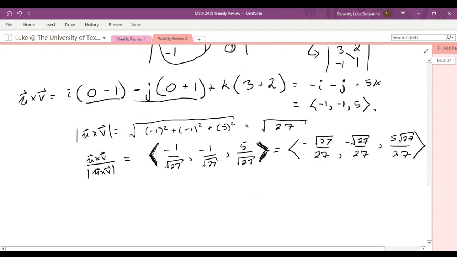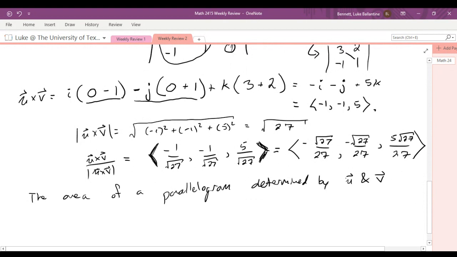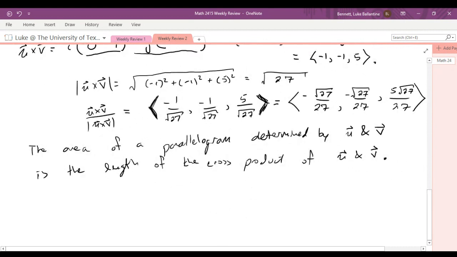One cool thing about the cross product is the area of a parallelogram determined by vectors U and V is the length of the cross product of U and V. Now, how in the world do I find the length of a cross product?